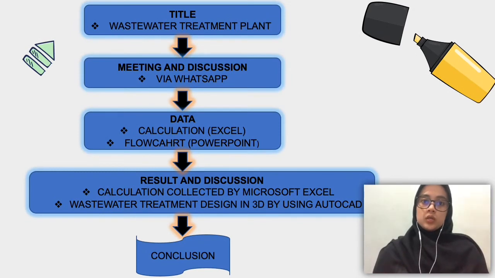Today I'm going to explain about the method for this project. This is our flowchart for this project. The title for this project is the wastewater treatment plant. For the meeting and discussion among our group members, we use WhatsApp. For the data and calculation, we are using Microsoft Excel, and to create the flowchart, we are using PowerPoint. For the result and discussion, the calculation is collected in Microsoft Excel, and the wastewater treatment plant in 3D is made using the AutoCAD software. And last but not least is the conclusion.